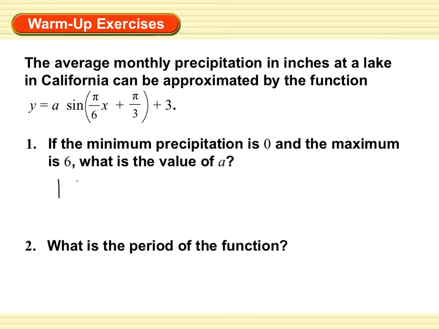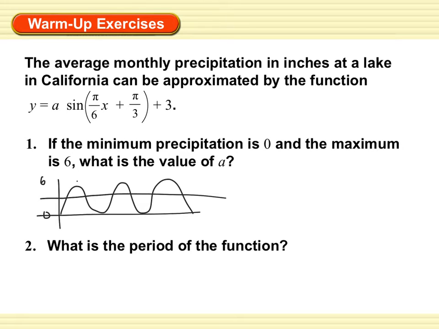That just means that we've gone like this, okay, where the minimum is 0, the maximum is 6. So a is going to be the middle, which is 3.